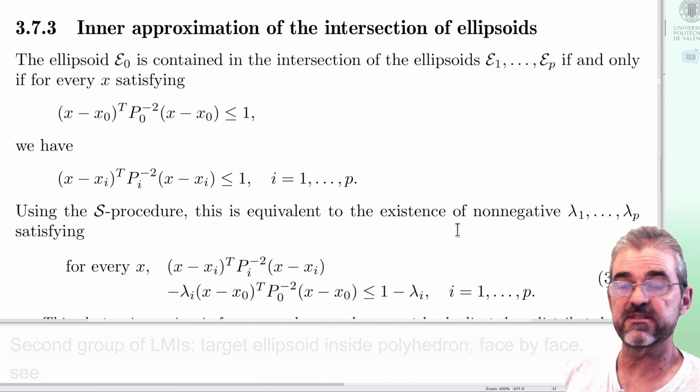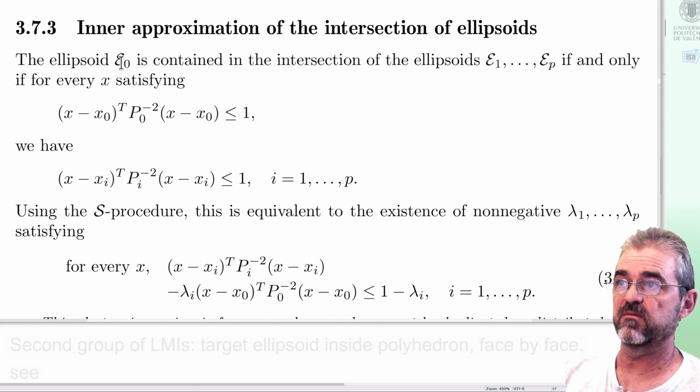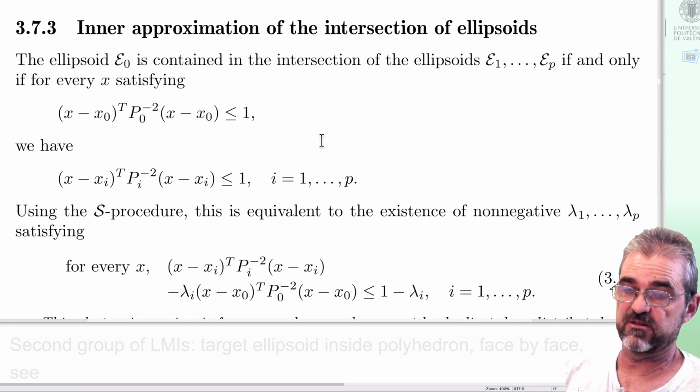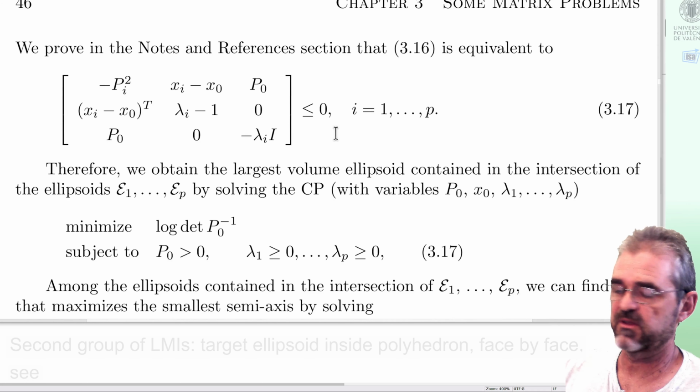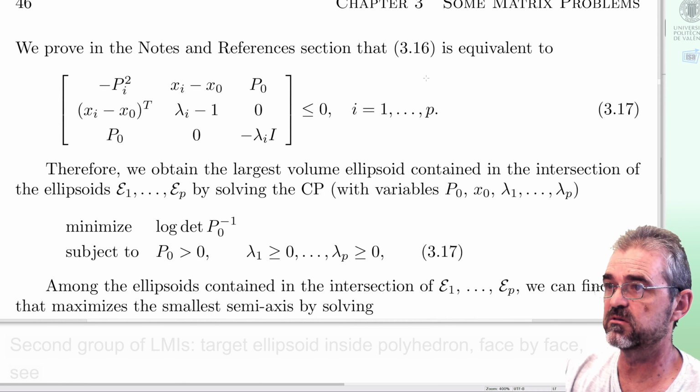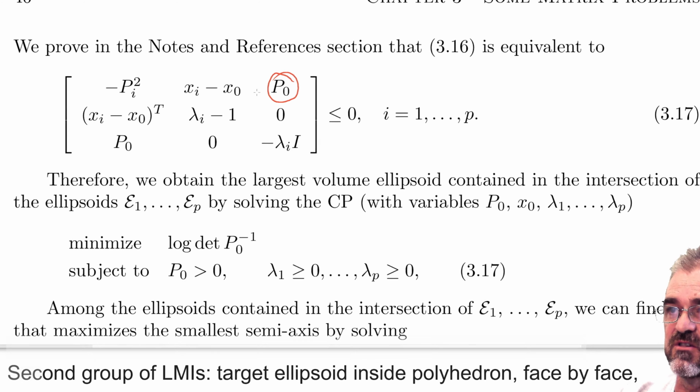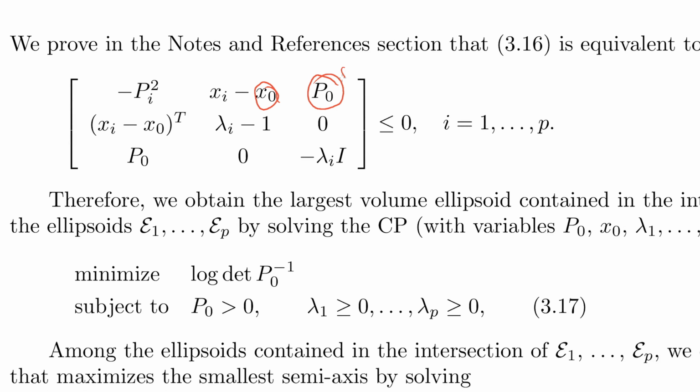my goal here for brevity. It says that my target ellipsoid calligraphic E0 is contained in other, predefined ellipsoids if this linear matrix inequality holds, in which this is a decision variable and this is a decision variable, the shape matrix and center of the short ellipse, and Pi, Xi are the shape matrices and center of the given ellipses, and this is the Lagrange multiplier, let's say lambda.